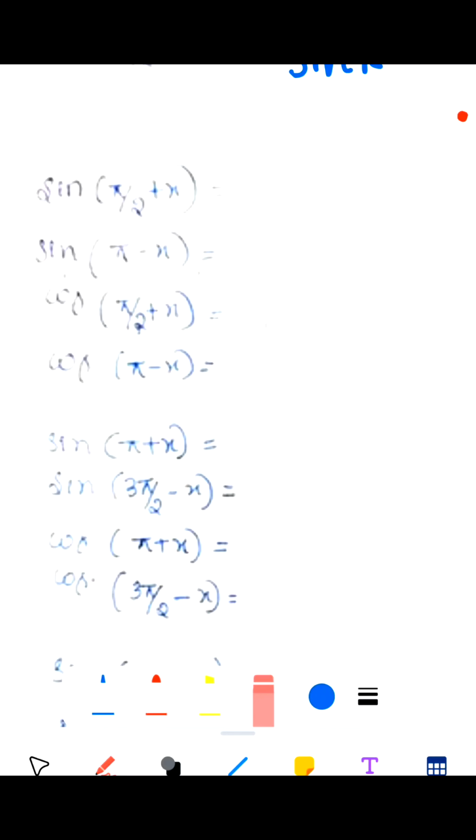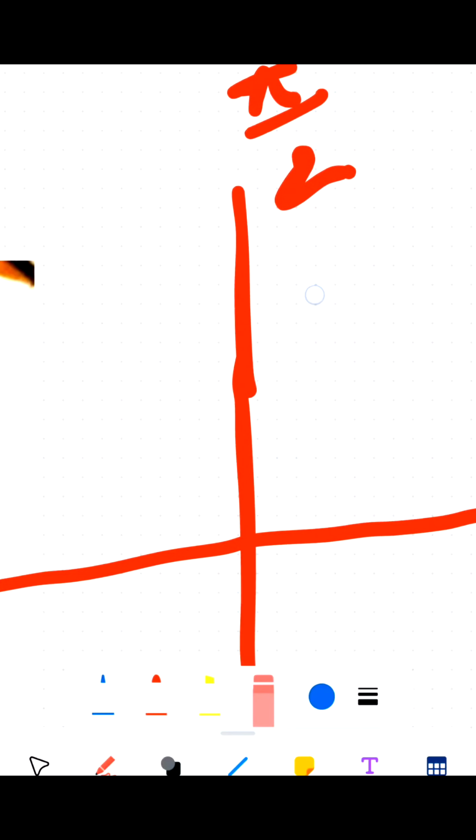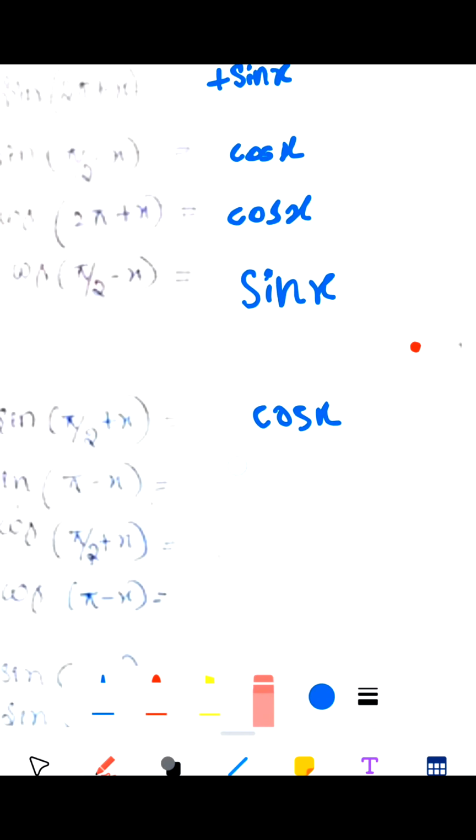See, sin(pi/2 + x): pi/2 is there, an odd multiple of pi/2, therefore we have to change the function sine to cos. So let me change it to cos x. But pi/2 plus x, where will it lie? Pi/2 plus x is nothing but the second quadrant. We know that in the second quadrant only sine and cosecant are positive, the remaining are negative. So therefore it is negative: minus cos x.